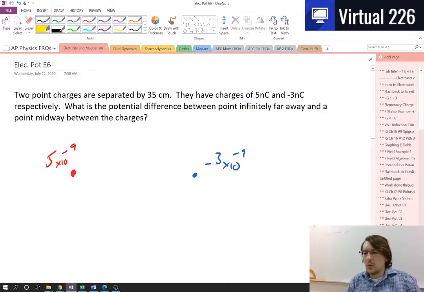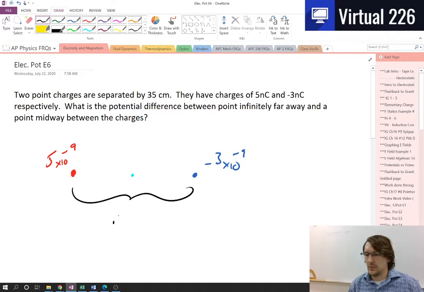Now, what we would like to know is what is the potential difference between a point infinitely far away, out at infinity, and a point midway between the charges right here? And as we know, this distance was 0.35 meters, that's 35 centimeters. So halfway of that is 35 divided by 2. So how do we go about solving this problem?